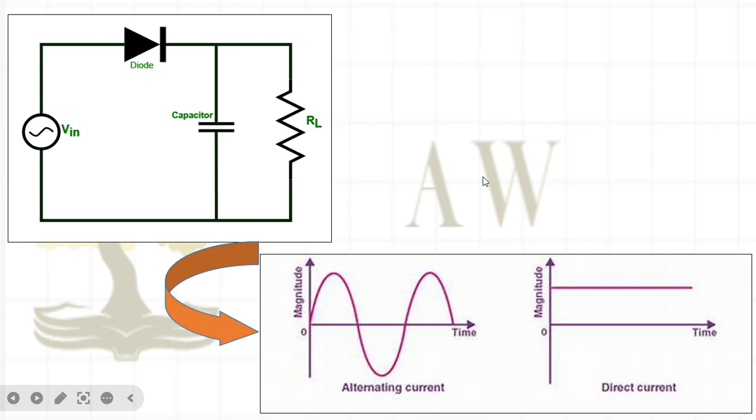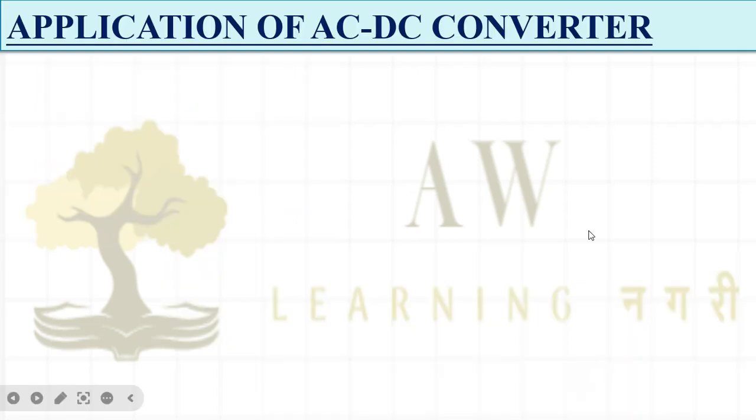It is called a rectifier, and this is how it works, and we will get one constant DC power source, which we will use as a source and can give to some other system, right? So I hope you understood this. Now we will see some applications of AC to DC converters.